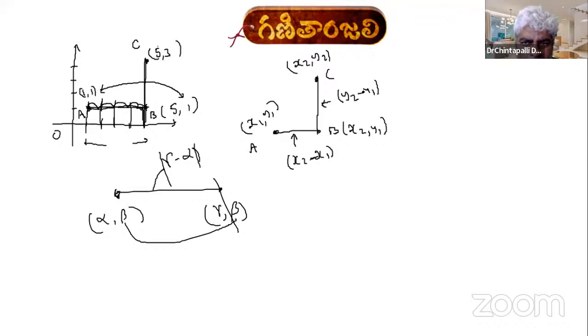Now, see, this is the angle made by AC with AB. For example, it is theta. What's the angle made by AC with AB? Theta. Actually, this is the angle made by AC with the line AB. This angle is theta.